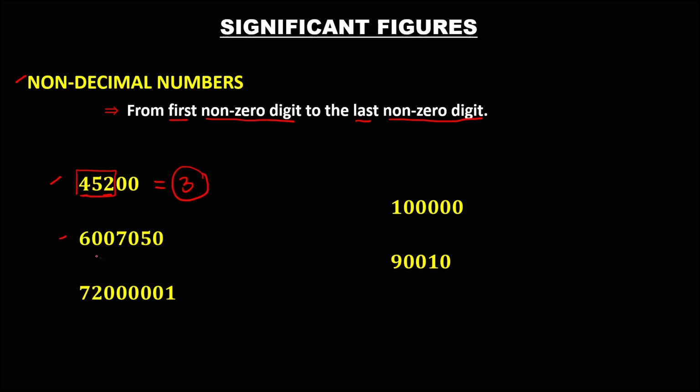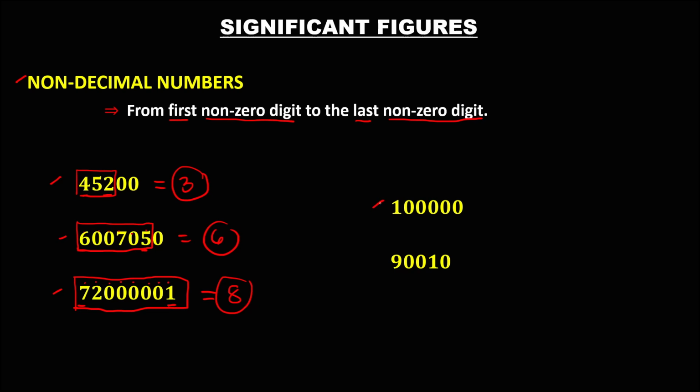Then for this given, again, from the first non-zero digit to the last non-zero digit, there are 6 significant figures. Then for this given, for non-decimal numbers, from the first non-zero digit to the last non-zero digit, these are the significant figures. We have 1, 2, 3, 4, 5, 6, 7, 8. So there are 8 significant figures for this given.